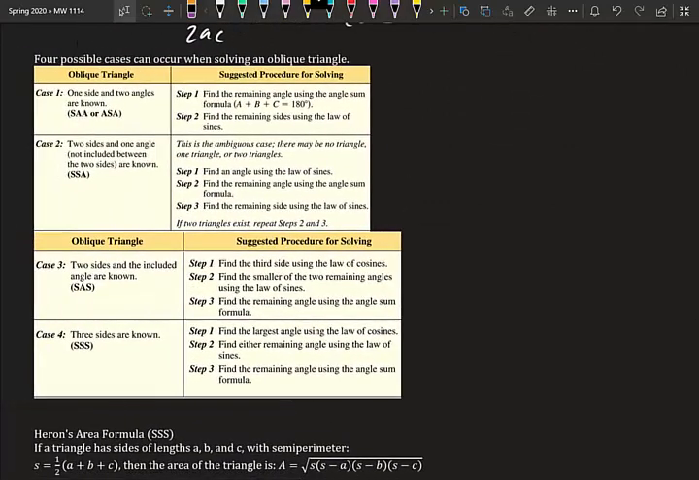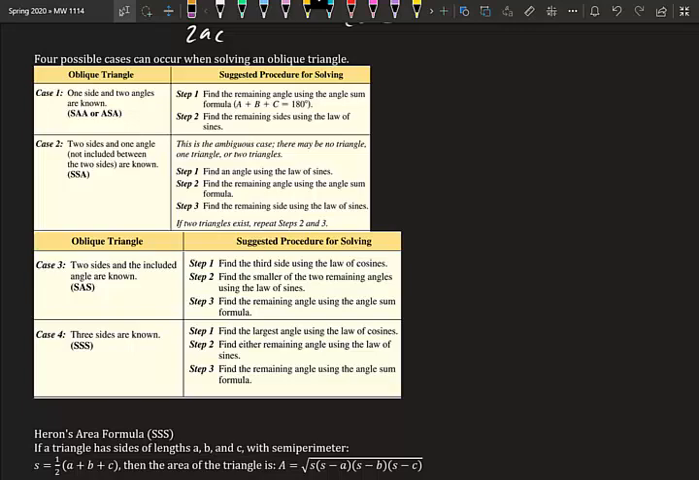These are 4 possible cases when solving an oblique triangle. If you have one side and 2 angles, you find the remaining angle and then find the remaining sides, so you use law of sines. If you have 2 sides and 1 angle not included between the 2 sides known, this is an ambiguous case. There may be no triangle, 1 or 2 triangles. So we find an angle using the law of sines, find the remaining using the angle sum formula, which is A plus B plus C equals 180, and then find the remaining side using the law of sines.